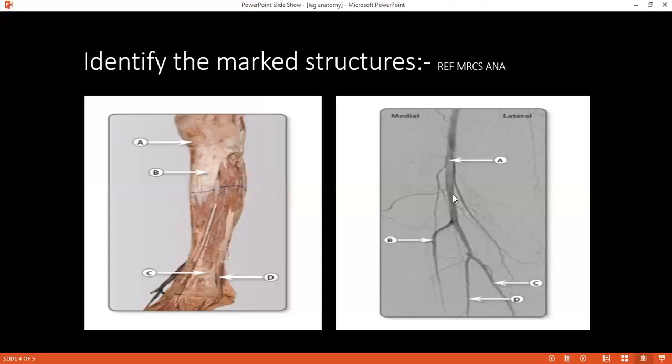Before we end, can you describe the image on the right-hand side? What kind of image is this, and what do you see? It's a peripheral angiogram of the lower limb arteries. What is A pointing at, please? A is the popliteal artery. B is the anterior tibial artery. C is the posterior tibial artery. D is the peroneal artery.